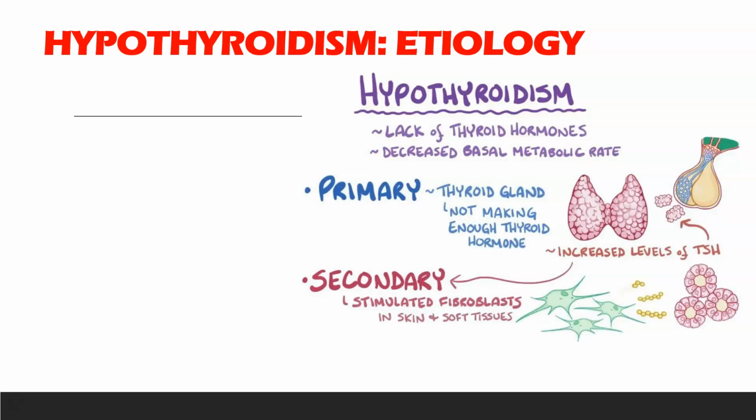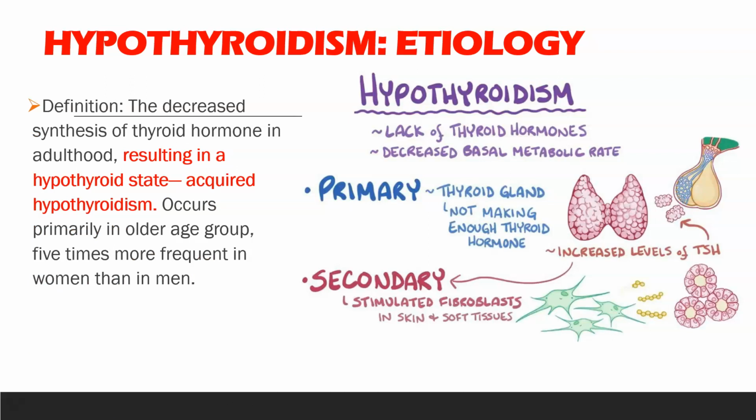Now, the etiology of your hypothyroidism. We're talking about hypo, so there is less of your thyroid hormones being secreted or circulated in your system. If there is less of your T3 and your T4, there will be a decrease in your basal metabolic rate. Everything just slows down for the patient who has hypothyroidism. The decreased synthesis of thyroid hormone in the adult is usually a result of a hypothyroid state, associated with the primary and the secondary types of hypothyroidism.